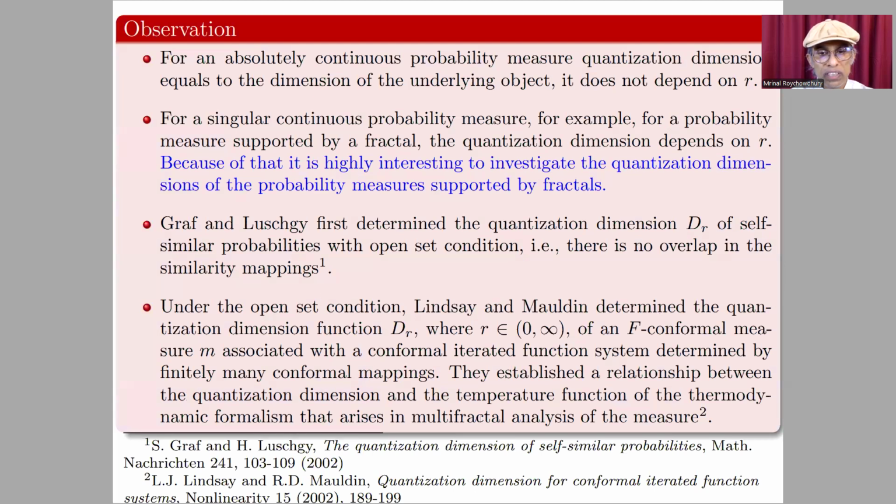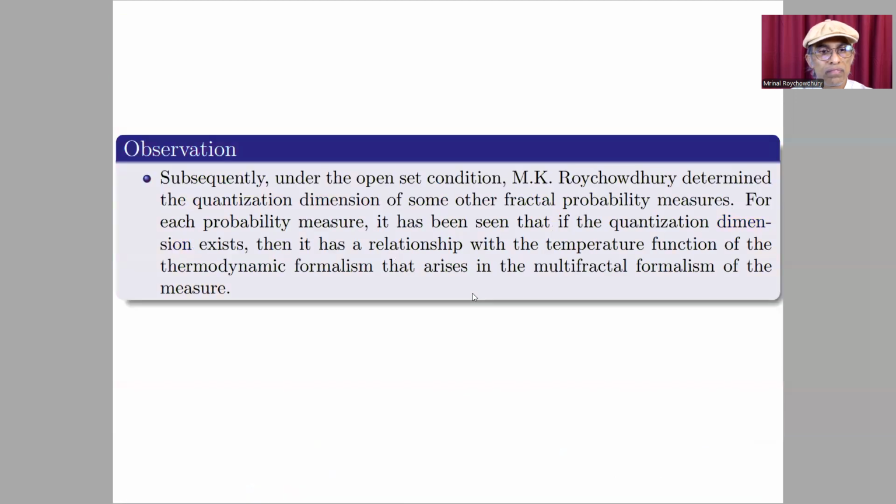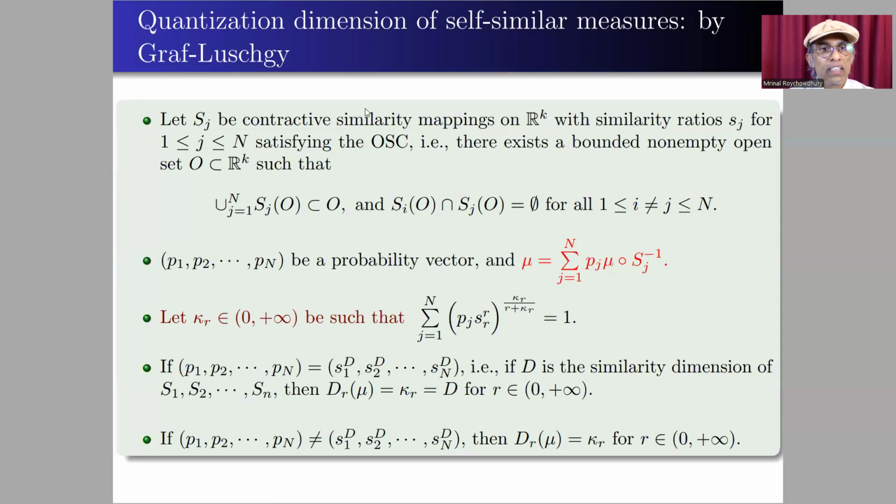So it was also shown by Lindsay Mauldin in this paper, quantization dimension for conformal iterated function systems. Quantization dimension of self-similar measures by Graf Luschgy. Let Sj be contractive similarity mappings on Rk with similarity ratios sj, for j equal 1 to n. There are n mappings.